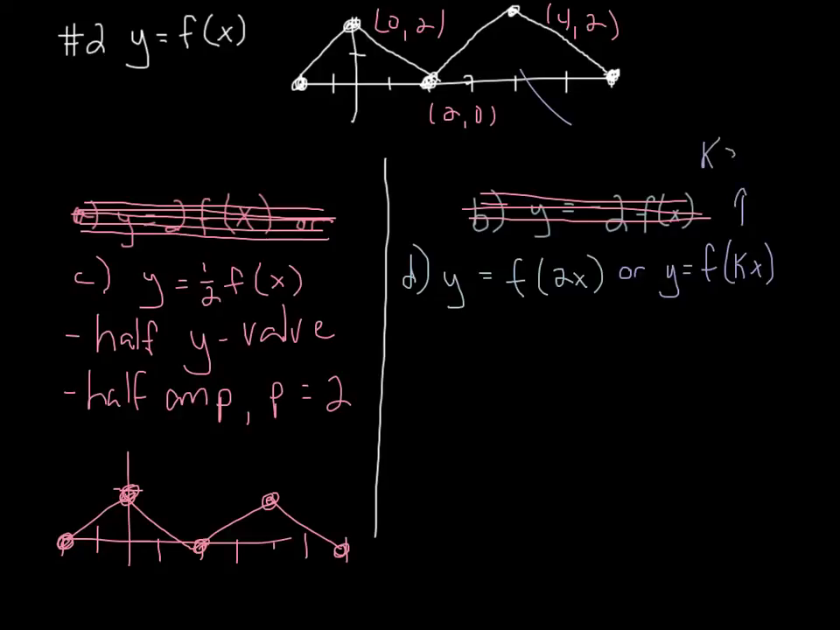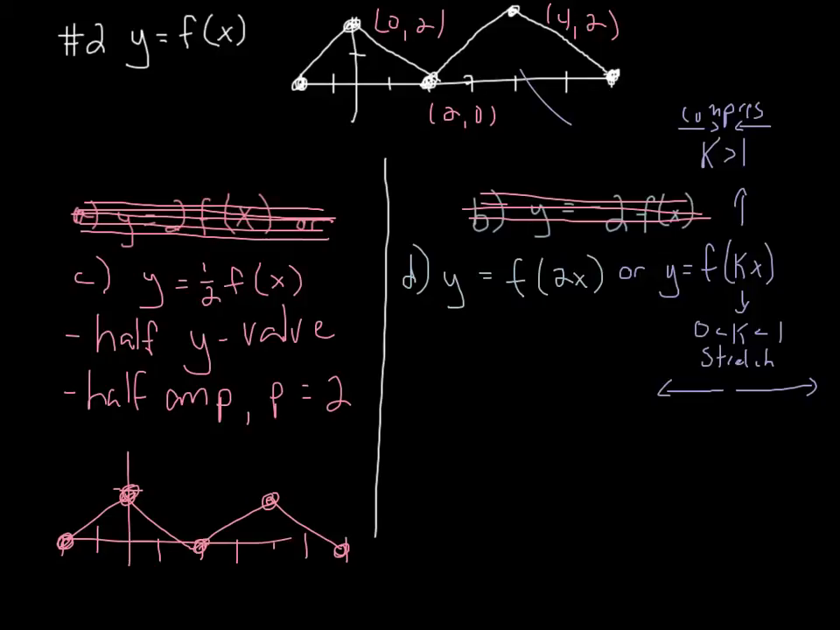If k is bigger than 1, then it compresses horizontally. It squeezes. That's kind of backwards, isn't it? You're like, well, if it's bigger than 1, it should stretch it. Not if it's on the inside. If it's bigger than 1, it squeezes it horizontally. And if k is between 0 and 1, if it's a fraction, then what's it do? It stretches it horizontally. It stretches that way, and stretches that way. It pulls it apart like a slinky.